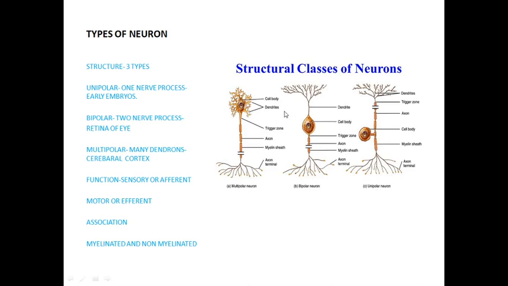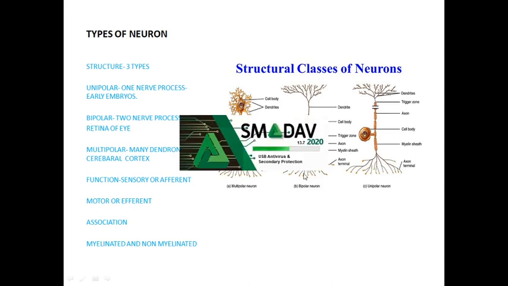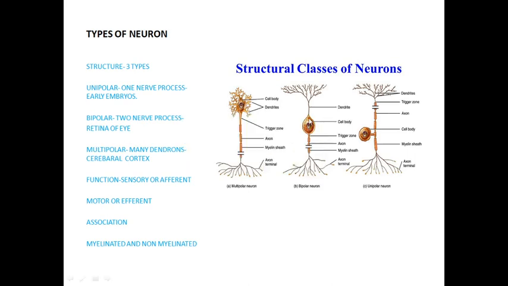The second one is called a bipolar neuron. In the bipolar neuron, from the cyton, two processes arise. One acts as a dendron, and another one acts as an axon. So it is called a bipolar neuron. It occurs in the retina of the eye and the olfactory epithelium of the nose.